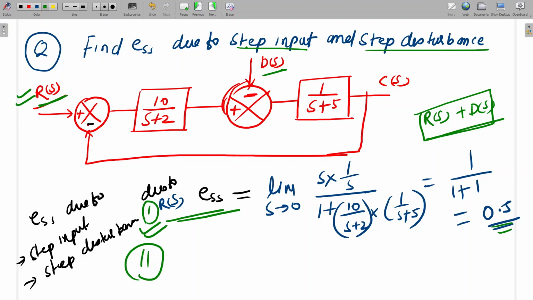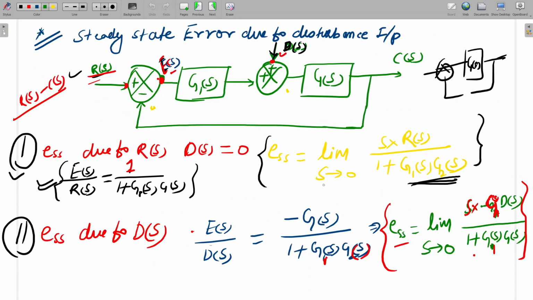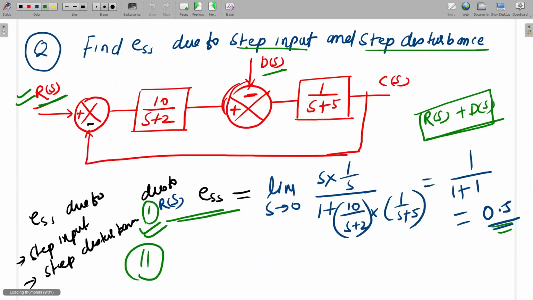Sir, how do we get limit s tends to 0, s into, instead of numerator we have written only one, unit step function, sir? That's our input. Which one? Step input. Okay sir. The ESS formula is there, na? This is the formula for ESS: s tends to 0, s into R(s). What is R(s)? This is the reference input. So s into 1 by s divided by 1 plus G(s).